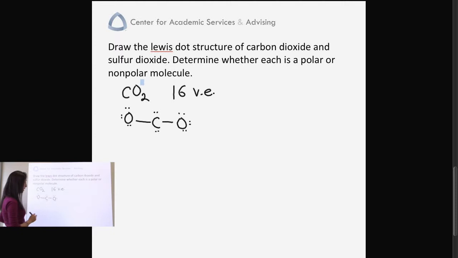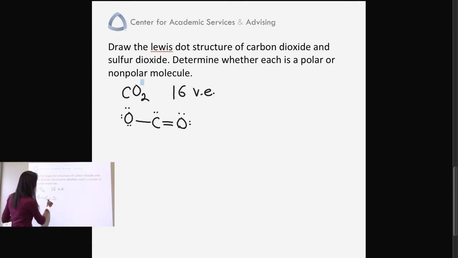And let's count how many we have. We have 8 over here, so 4 and 2 and 2, so 8, and then 6 and 6. So 8 plus 12, that's 20 valence electrons. So that's 4 more electrons than we're supposed to have in our structure. So that tells us that we need to have double bonds in this structure.